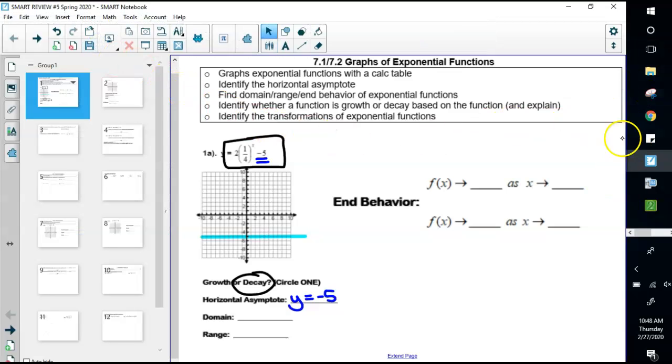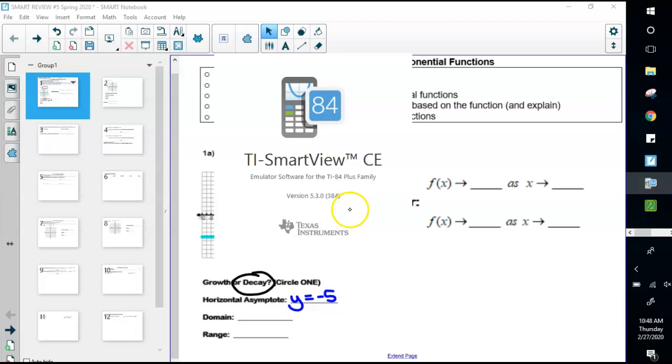So, into y equals, we're going to carefully type in our function, 2 times 1/4 to the x power minus 5.